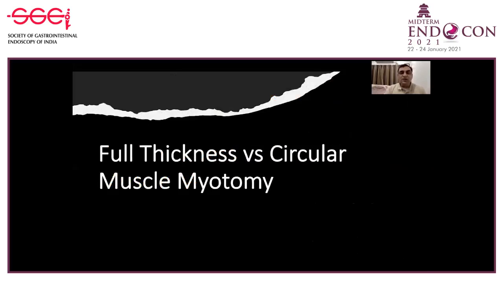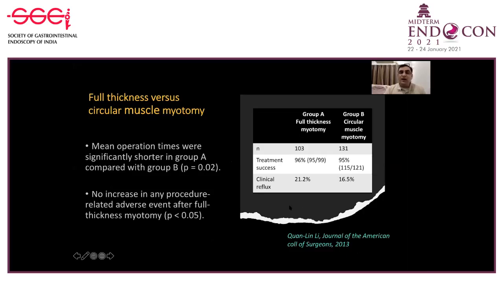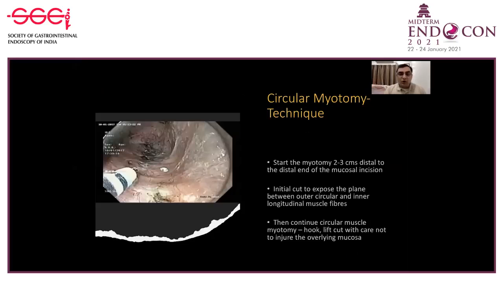Full thickness versus circular: one good paper. There are a few other papers which have very few patients. This paper has shown that the mean operative time was significantly shorter in a full thickness myotomy compared to the circular muscle myotomy, but there is no increase in any procedure-related adverse event whether you do a full thickness or a circular. So again, you can do either a full thickness or a circular depending on your choice.